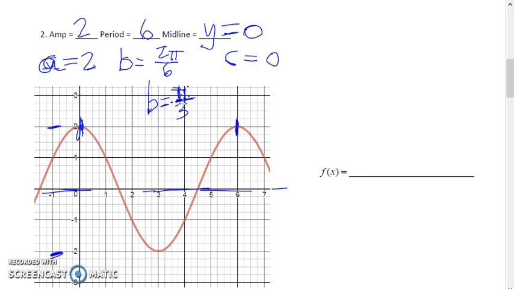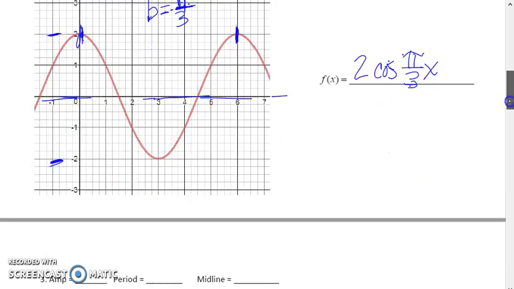So we're just going to go y is equal to, or f of x is equal to, the amplitude 2 times cosine of B, which is pi over 3 x, and then plus the midline, which is 0. So I'm not going to write that in there.